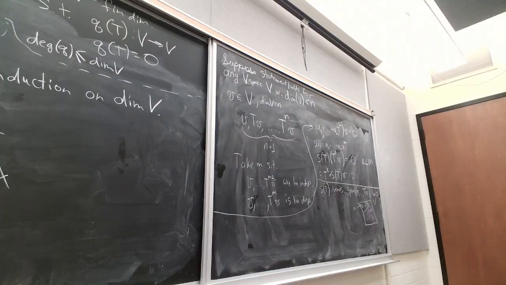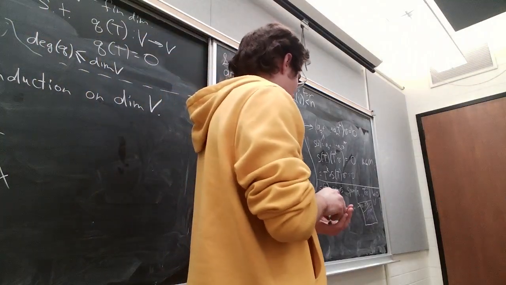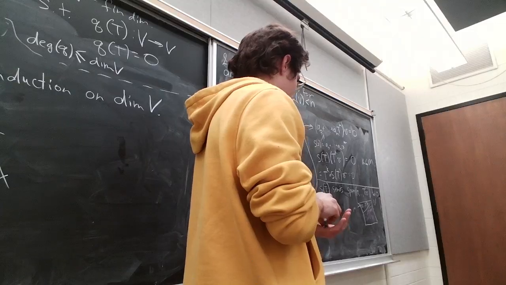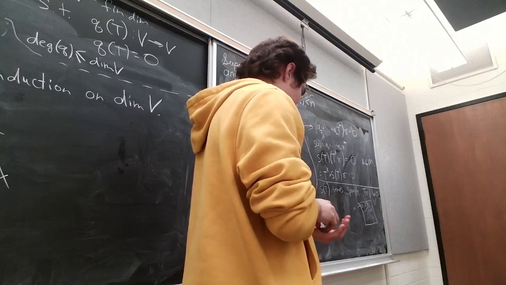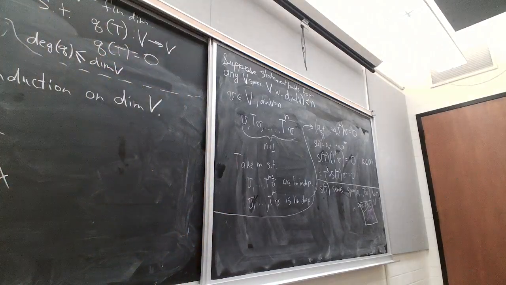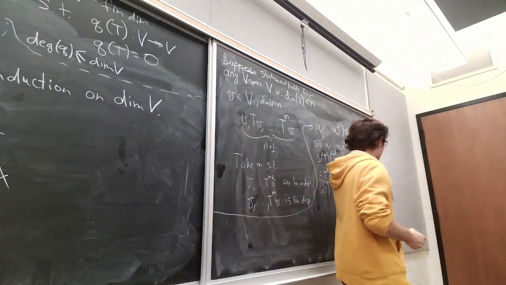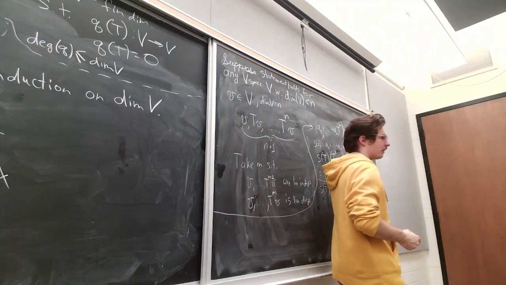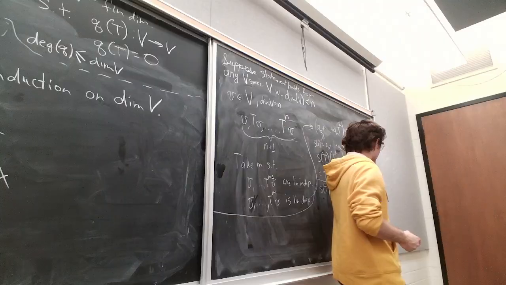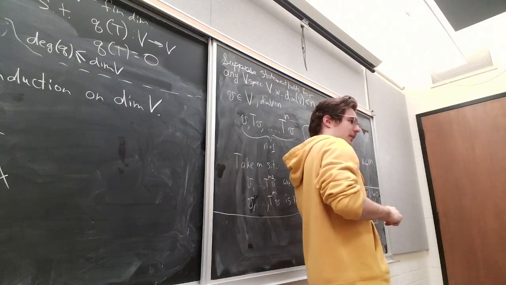S of t restricted to range of Q of t. Yes. Sorry, I'm blanking a little bit. Right, the idea is that now we want to look at the operator, find a minimal polynomial for this part of the vector space, and then just multiply them together, right?